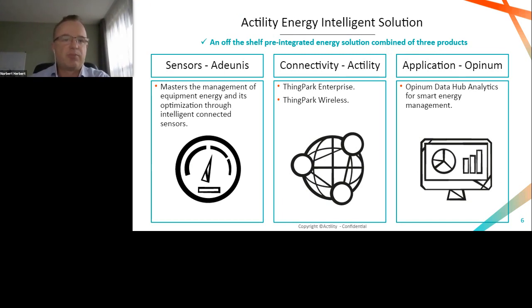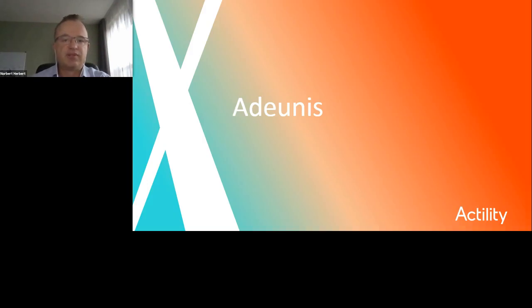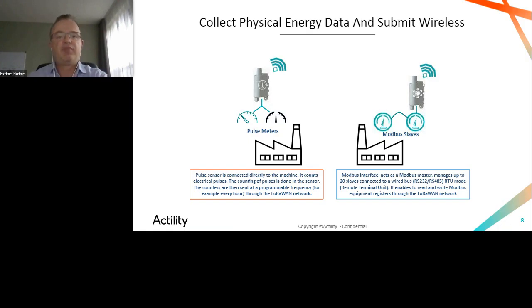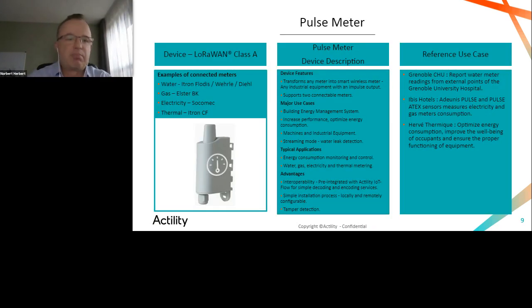So sensors were provided by Adonis, connectivity was assured by Actility, and the application server was provided by Opinam. So let's see what Adonis is offering. We are using two different devices from Adonis, an Adonis pulse meter and an Adonis Modbus slave device. So the pulse meter collects pulses from water meters, from gas meters, from electricity meters, and from heat meters.